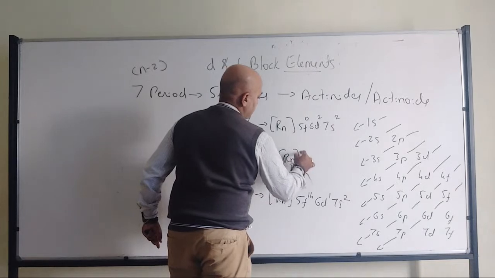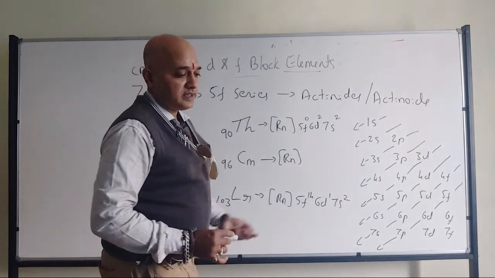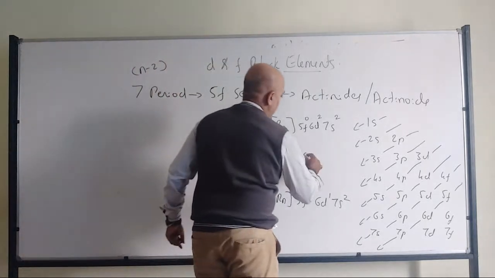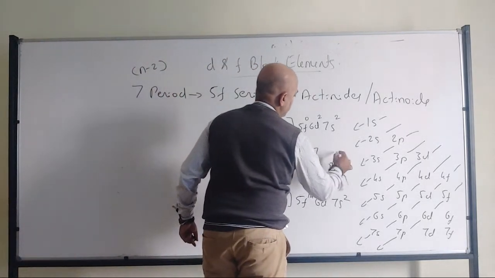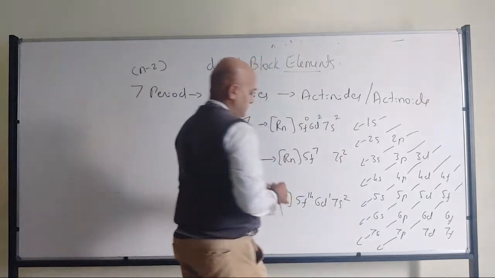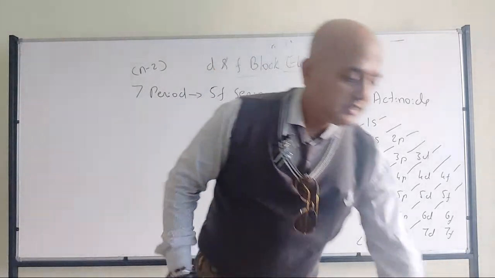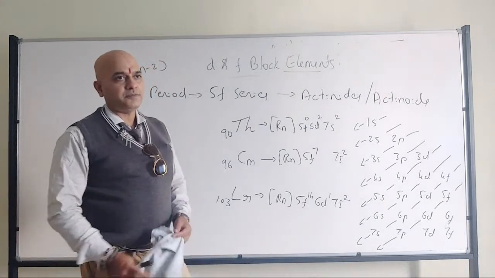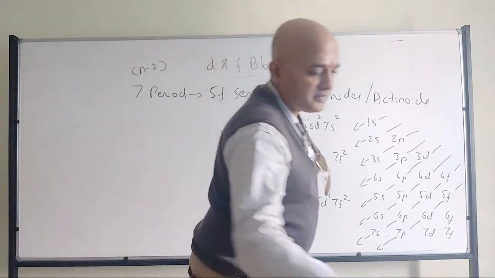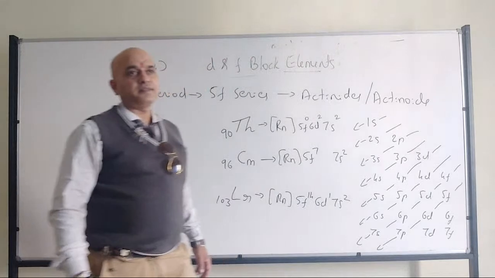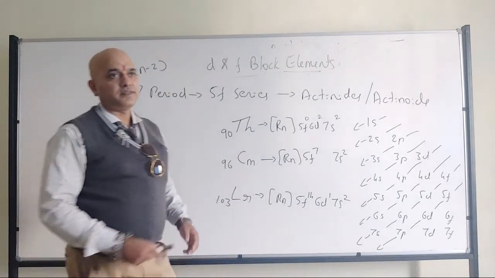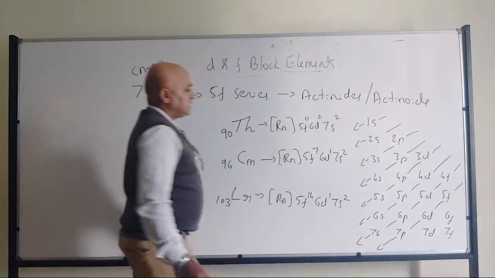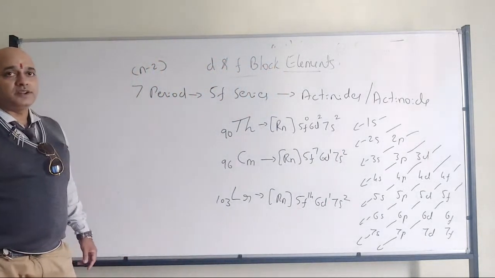What will be the electronic configuration? Naturally, it's the middle element, so it should have the half filled 5f7, 7s2. What about 6d? 0? No, it should be 1. It will be 6d1.